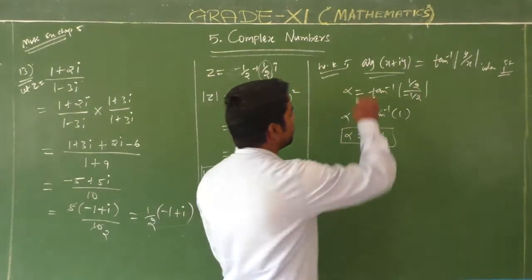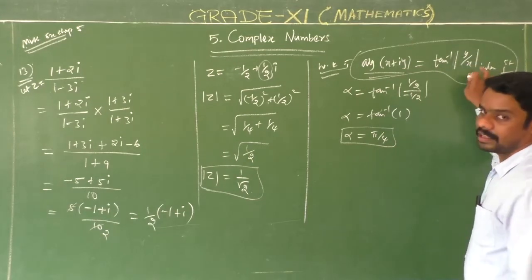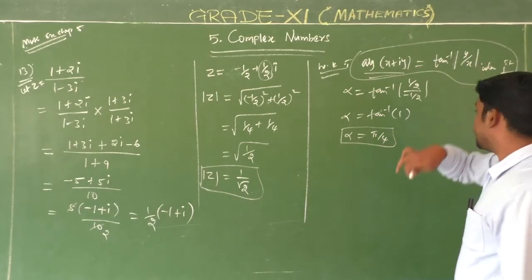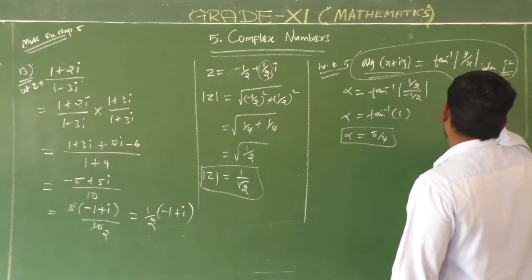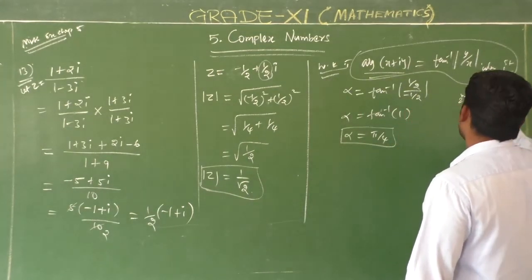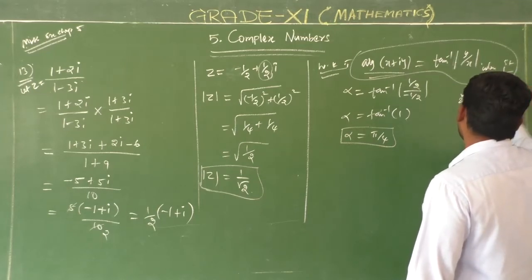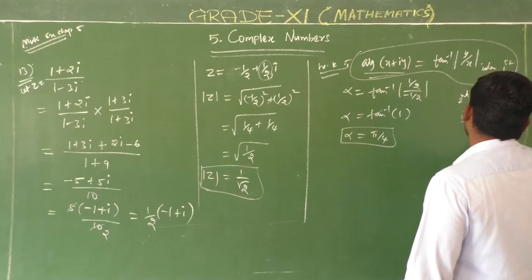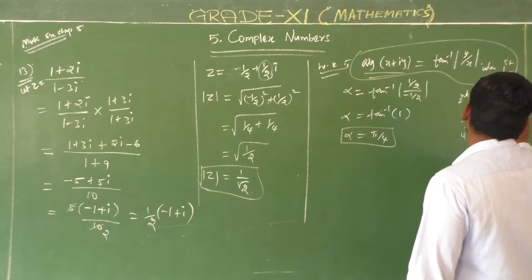For a complex number in the first quadrant, the argument is tan inverse of y by x, but for the second, third and fourth quadrants it is different. In the second quadrant, theta, the argument of this complex number, is equal to pi minus alpha; in the third quadrant, theta is equal to alpha minus pi; and in the fourth quadrant, theta is equal to minus alpha.